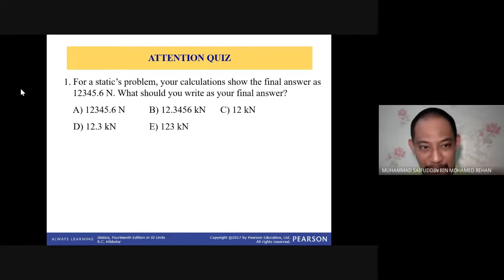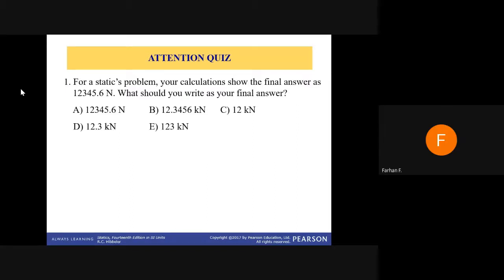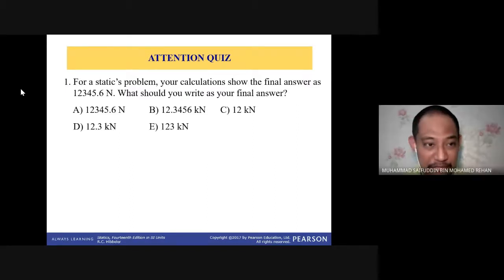Oh, there are all kinds of answers. Okay, what idea or concept is this related to? One is conversion, from Newton to kilonewton, right? But is there anything else? Why D, for example? Why D and not B? Why did some of you answer D and not B? Yeah, three significant figures, maybe. Yes, that's correct. Three significant figures.